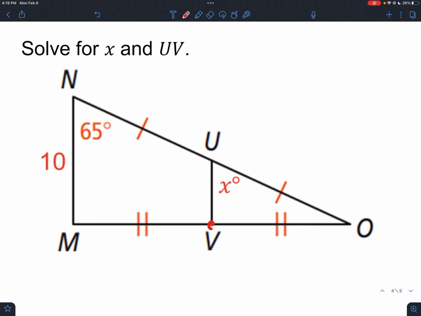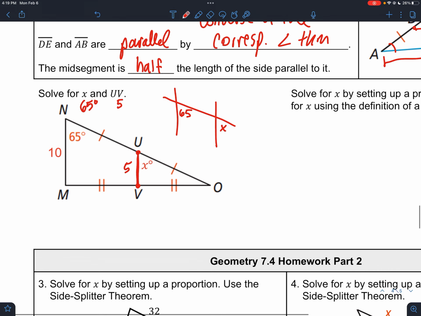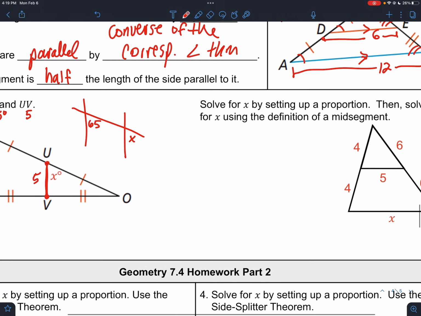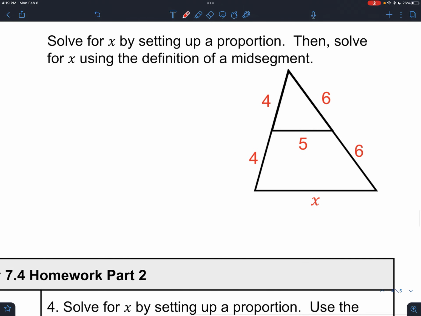It says solve for x and then solve for UV. So I know this is a midsegment because it's connecting the midpoints of both sides. So I know right away that this is 5. Okay, and triangles with the midsegment drawn have parallel lines. So I know that this is my scenario here where I have 65 and x. So it's pretty clear that x needs to be 65 degrees because it's corresponding with a 65-degree angle. Okay, so kind of a menacing picture, but not really. The midsegment stuff isn't too bad, you guys.